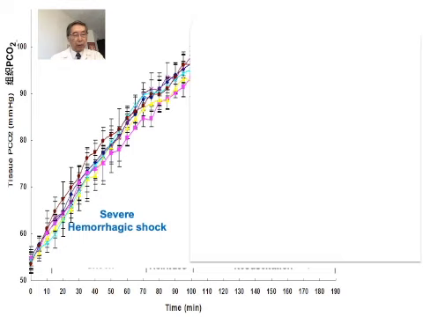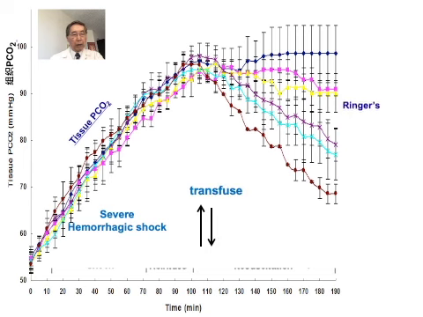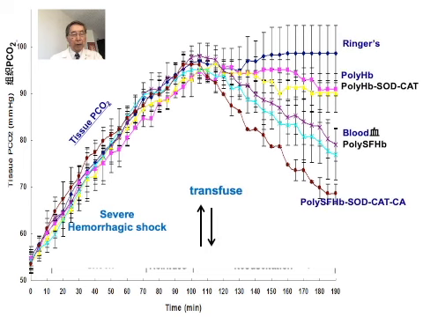This is an animal study with rats. We remove 2/3 of total blood volume and keep them in shock for 90 minutes. We follow the tissue PCO2 and it keeps increasing with time. We then infuse different types of solution. As you can see here, the one with the polyhemoglobin and the 3 enzymes is better than blood, even better than polyhemoglobin.